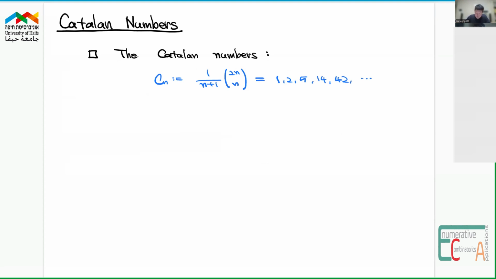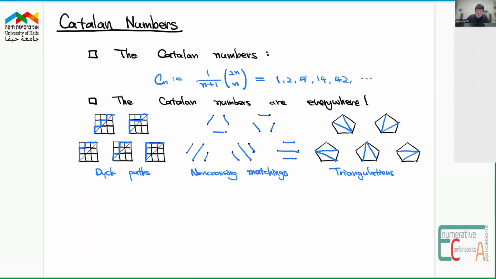And we love Catalan numbers because of their ubiquitous presence. There's a saying among us that Catalan numbers are everywhere. Indeed, the Catalan number counts the number of Dyck paths, the number of non-crossing perfect matchings, and the number of triangulations of regular polygons. I'm not going to explain all these objects, but yeah, a picture says more.